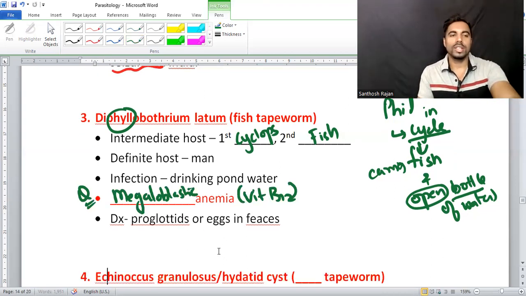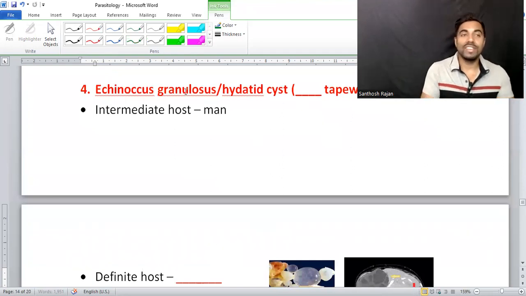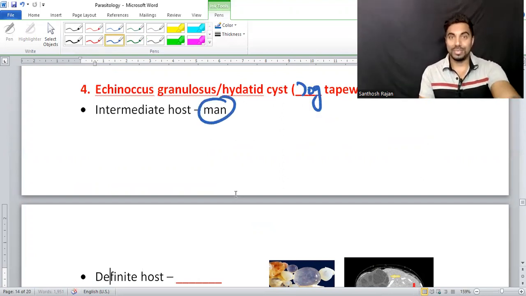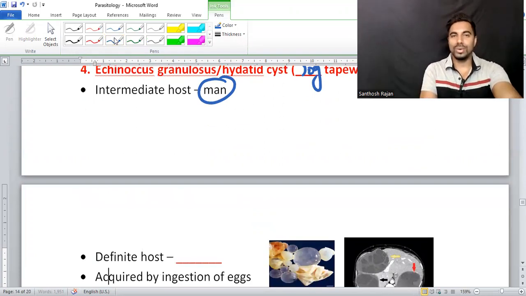Got it? Now, Echinococcus. It's also called the dog tapeworm. In Echinococcus, or hydatid, if you remember, the intermediate host is man. That's the exception. I'm repeating again: hydatid cyst, malaria, and toxoplasma, in these man becomes the intermediate host.